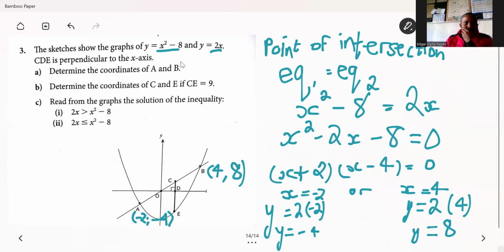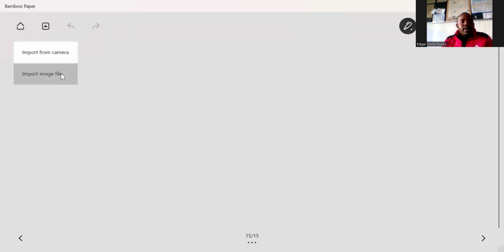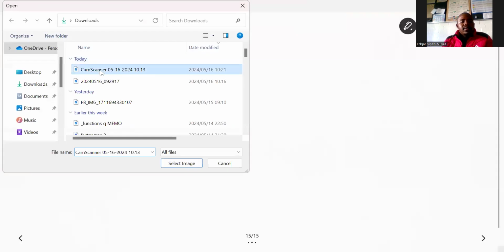All right, so we're done with this part. Now we need to work out the coordinates of C and E if CE is equal to 9. I'm going to move on. If you want to take this down and process it some more, you can pause the video. All right, so I'm going to go there. I'm going to import this file again.